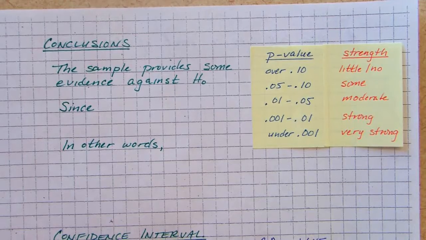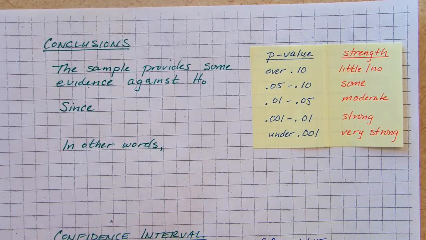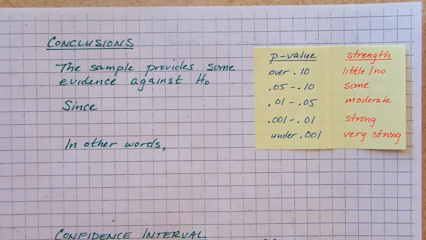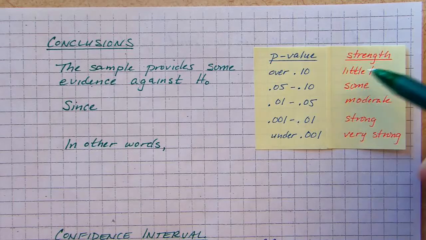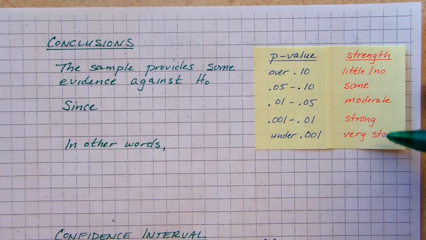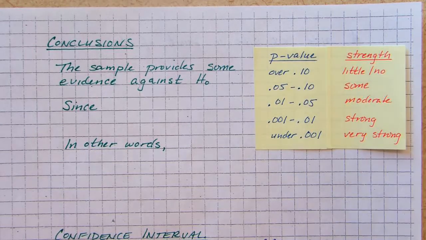evidence against H0. Okay? It's kind of like when you go to court. Do you have enough evidence to even take this to court? And this is categorizing how strong the evidence is. How good a case do you have against H0? Well, we've got some evidence against H0.